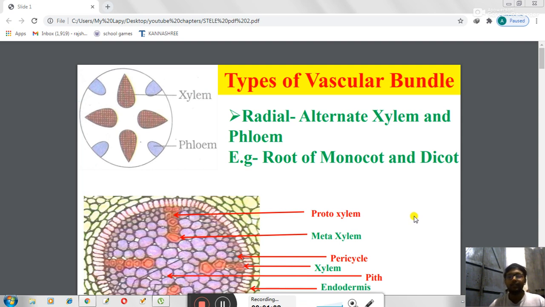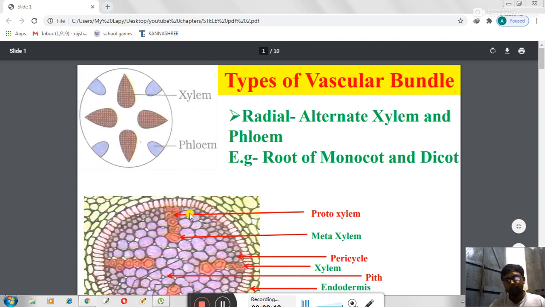So go through this, it is a very useful video for you. Let's start with the types of vascular bundles. Vascular bundles consist of xylem and phloem, but they are present in different manners in different plants. For example, in a radial pattern, xylem and phloem are not present together. Xylem is present separately and phloem separately, in an alternate fashion: here the xylem, here the phloem, here the xylem, here the phloem.